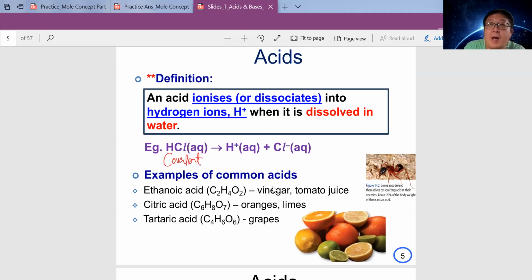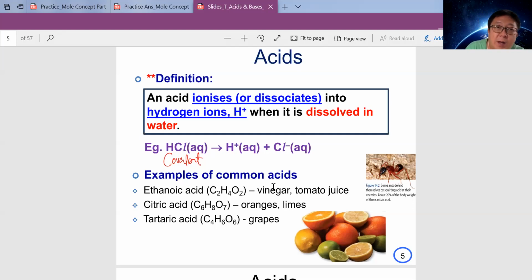Okay, then you may ask me, but obviously this reaction gives me H plus and Cl minus. Yes, you are right. But this is a dissociation reaction. Dissociation means the acid itself has some form of reaction with water, then it gives you ions. Don't confuse the idea of this compound. The nature of this compound is still covalent.